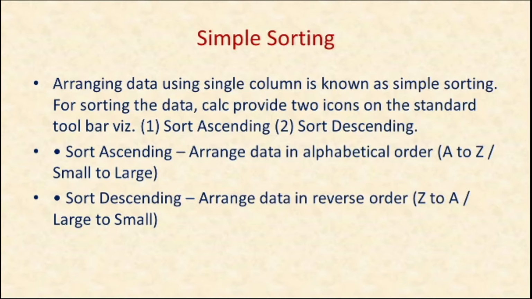Sort ascending: arrange data in alphabetical order, that is A to Z. Or if it is numbers, the numbers are arranged from small to large. That is sort ascending. Sort descending order: arrange data in reverse order, that is Z to A. The names are arranged in reverse order. First the letters beginning with Z will come, then Y, then X, up to A. If it is numeric value, large numbers to small numbers are arranged.